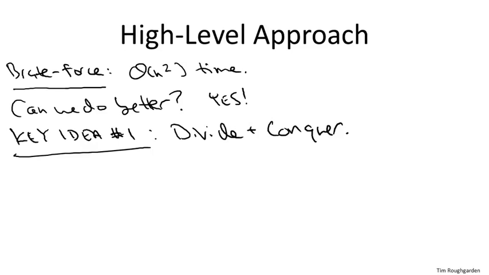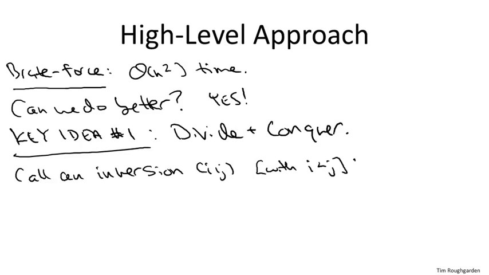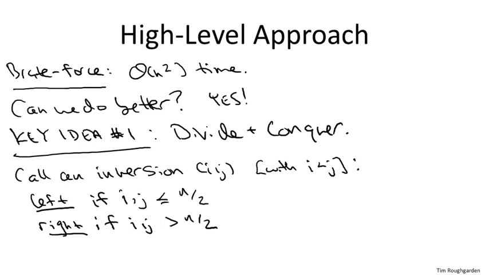To understand how much progress we can make purely using recursion, let's classify the inversions of an array into one of 3 types. So suppose we have an inversion of an array, i comma j. And remember, in an inversion you always have i less than j. We're going to call it a left inversion if both of the array indices are at most n over 2, where n is the array length. We're going to call it a right inversion if they're both strictly greater than n over 2. And we're going to call it a split inversion if the smaller index is at most n over 2 and the larger index is bigger than n over 2.